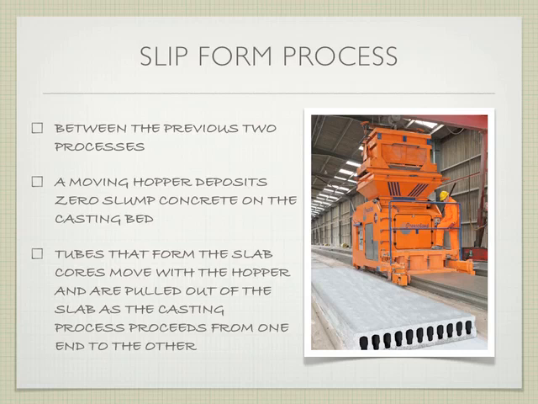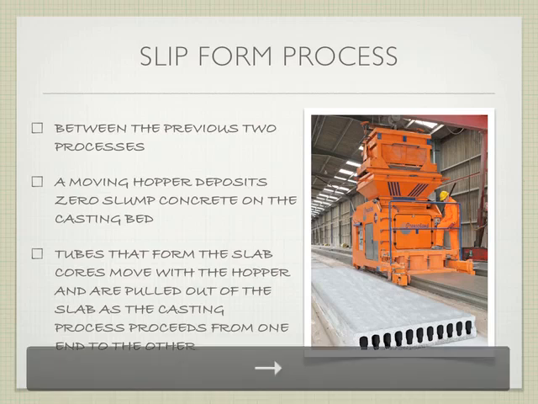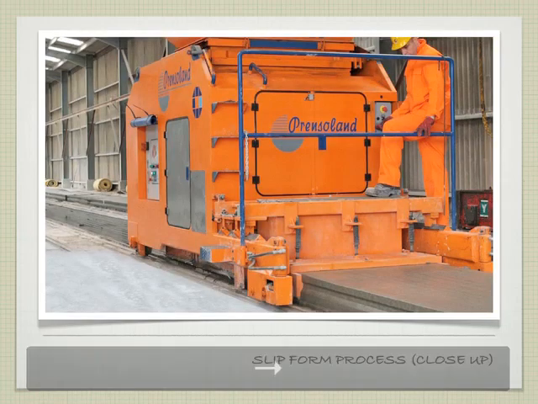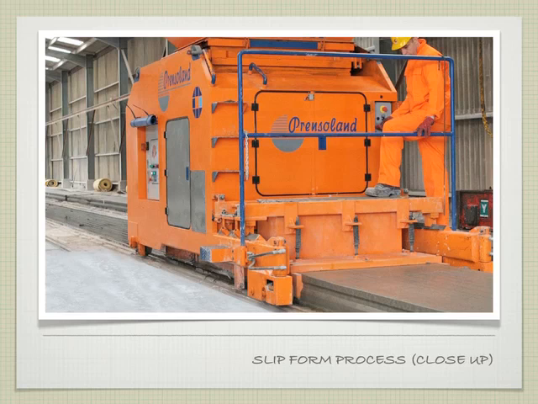I have some examples so that you can see it a little bit later. The tubes that form the slab cores move along with the hopper. So those little formworks that provide the shape move along and then are slowly pulled out of the slab as we continue casting the next piece of the slab. This gives us some flexibility to actually be able to put weld plates and that kind of thing in place, because there's some customizability allowed.